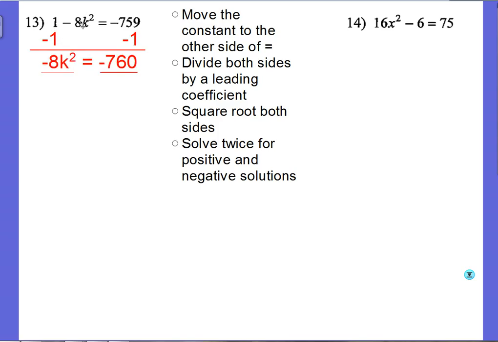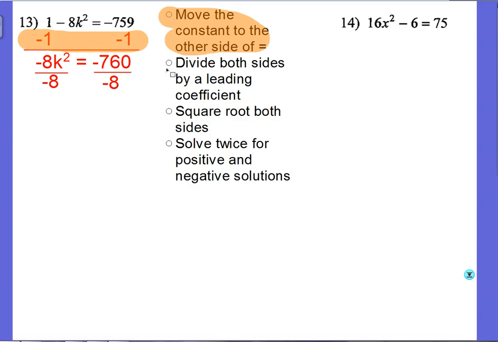And I bring down -8k squared. -759 minus 1 is -760. Okay, so I've done that step. Let's color code this. Okay, I've moved the constant to the other side of the equal sign. All right, next it says divide both sides by a leading coefficient. Well, I have a leading coefficient right there of -8, so I'm going to divide by that. Okay, so we did do that step.